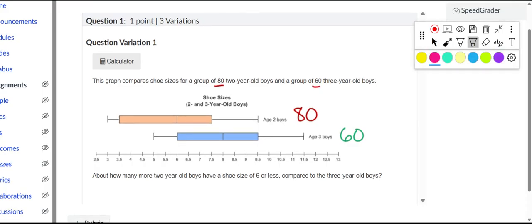Let's see. About how many more 2-year-olds have a shoe size of 6 or less compared to 3-year-olds? Okay, read it again, right? How many more, that indicates that we're doing some sort of subtraction, because you have to find the difference between the two. How many more 2-year-olds have a shoe size of 6 or less compared to 3-year-olds? And again, that's 6 or less.